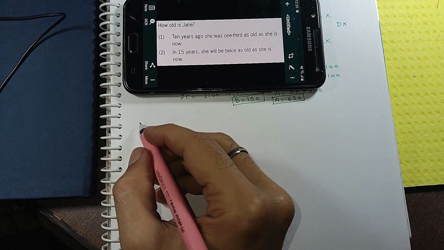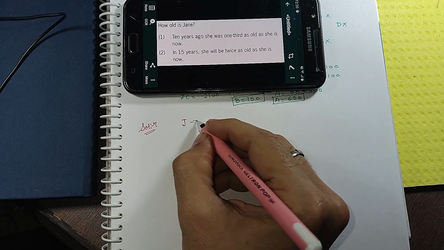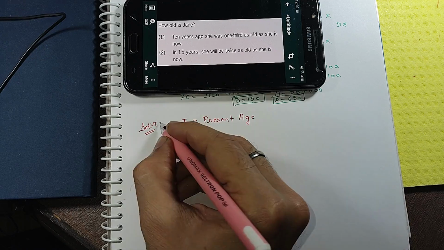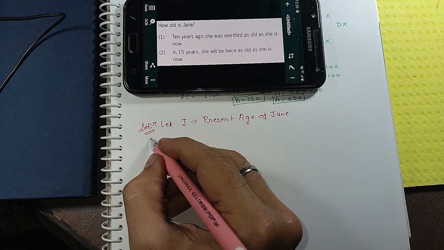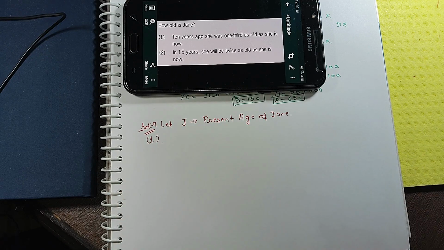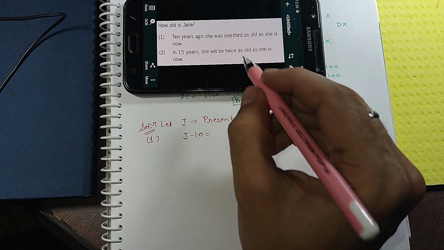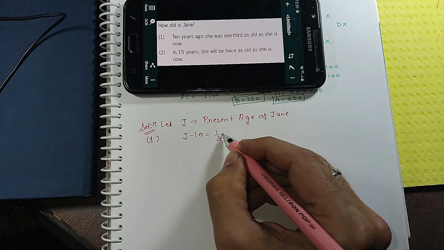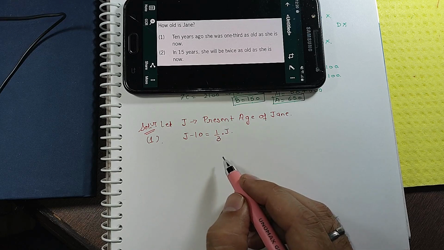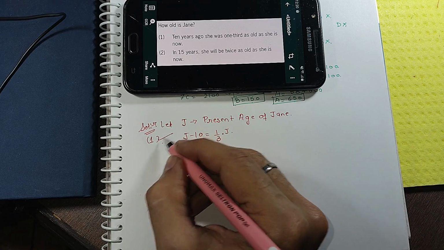How old is J? So nothing has been given in the main statement, so we can just assume that J is the present age, let us suppose, let J be the present age of Jane, right? So nothing else has been given in the statement. So statement 1 says 10 years ago she was 1/3 as old as she is now. So 10 years ago the age of Jane will be J minus 10, and this is related to the present age by 1/3. So J minus 10 will be equal to 1 by 3 of J. Now this is an equation having only one variable which can be easily solved. So we can say that statement A is sufficient to answer this question.